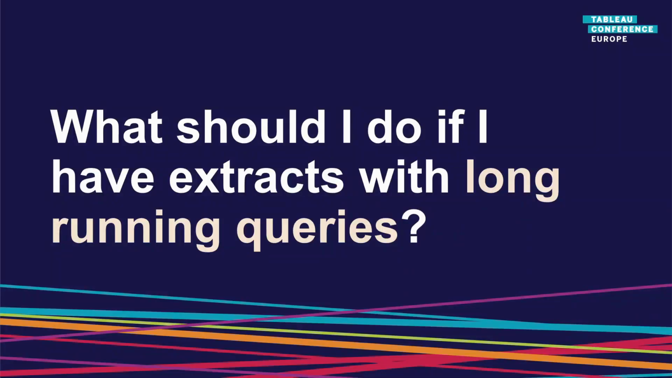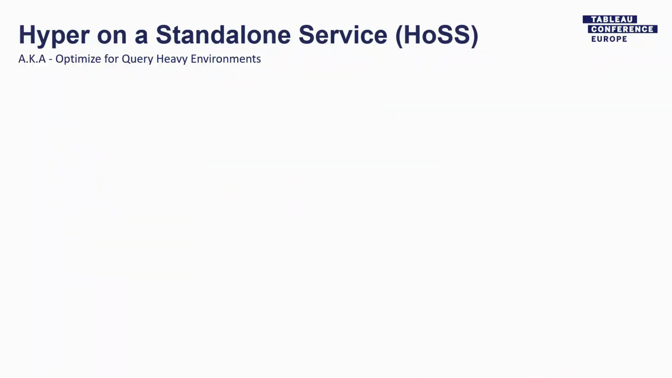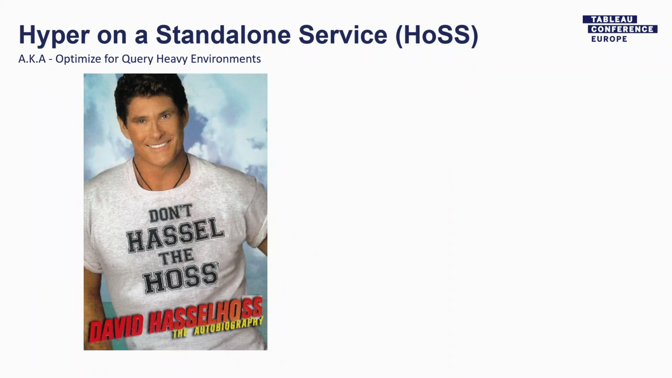So it comes to the next question, which is, OK, fantastic, we've upgraded to Hyper. What happens if now we've noticed that we have extracts, and some of the queries on those extracts take quite a long time to process, upwards of, let's say, 5 seconds a query? We've actually introduced a new deployment methodology type called Hyper on a Standalone Service, which I will be referring to as HOS, because that is a long sentence. There is documentation online which calls it optimized for query-heavy environments. But again, HOS just sticks and rolls off the tongue.